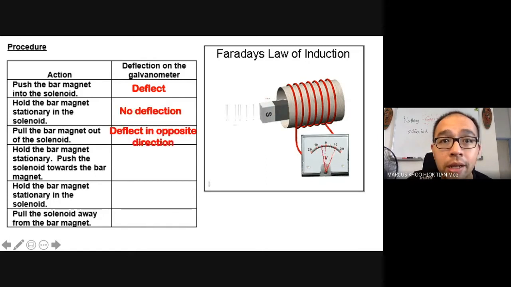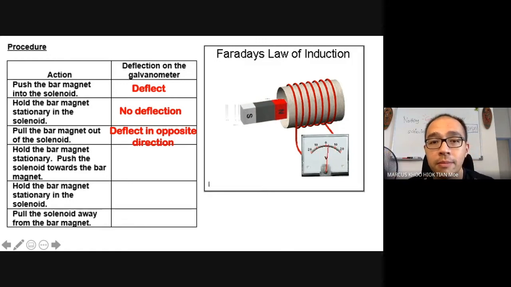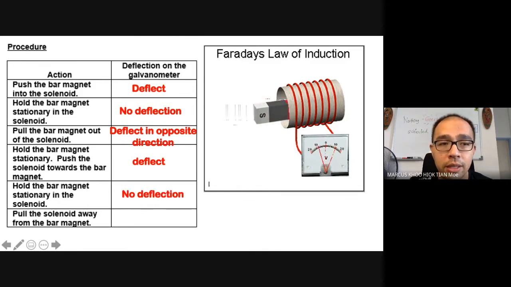Because there's no cutting on the magnetic field lines. And you pull the bar magnet out, like this. There will be a deflection, but in the opposite direction. So bila kamu kasih masuk, tengok bila dia masuk, dia pergi kanan. Ini bila dia tarik keluar, dia pergi kiri. Okay, masuk, back to zero, kanan, kiri, back to zero. Masuk, back to zero, kanan, okay, and things like that.